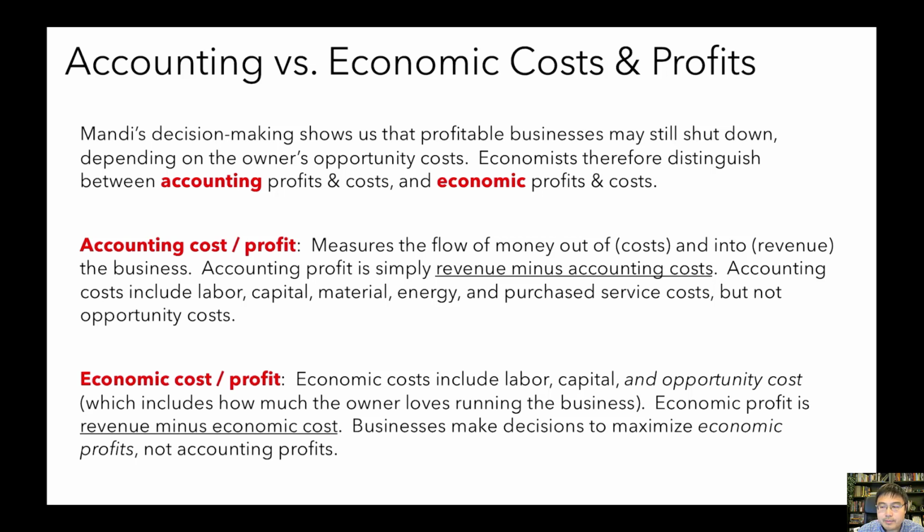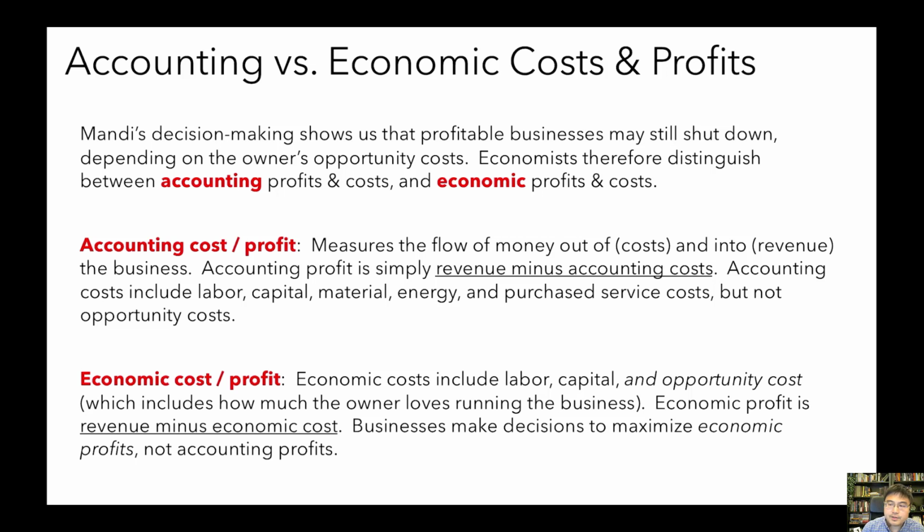Okay? So accounting profit and accounting cost is simply meant to measure the flow of money into and out of a firm. So accounting costs are simply all the costs that are flowing out of the firm for things like labor, capital, material, energy, and purchase services. But accounting cost does not include opportunity cost, right? Because opportunity cost is not an actual flow of money out of the firm. Okay, and then accounting profit is simply the money flowing in, which is revenue, minus the money flowing out, which is cost. Okay, so that's accounting profit and accounting cost.